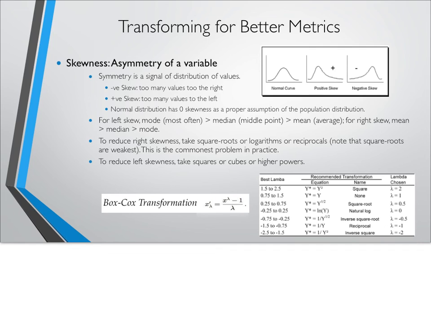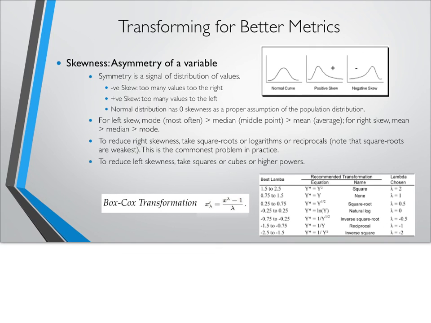So symmetry is what you call it. Skewness is the asymmetry of a variable. Symmetry is a signal of the distribution of values. A negative skew has too many values to the right. A positive skew has too many values to the left. And a normal distribution has zero skewness, as a proper assumption of the population distribution, that the population distribution in general should look more like a normal distribution. And oftentimes, when you do your analytical modeling, a lot of models will require you to test if your sample is normally distributed, or if certain things like residuals are normally distributed.